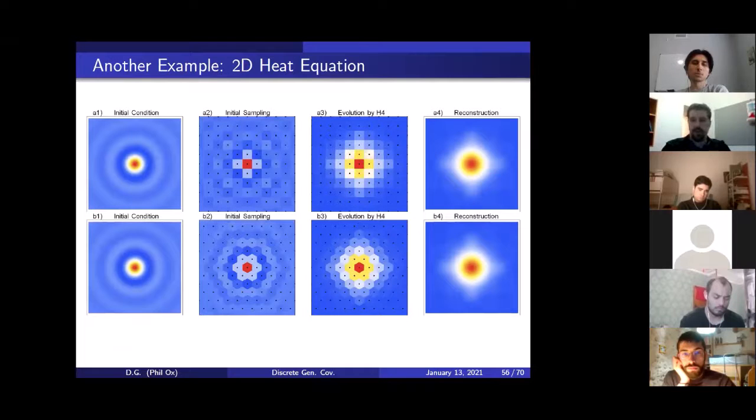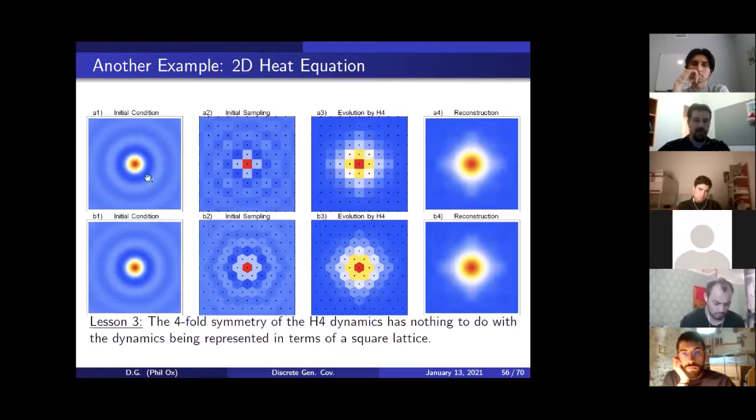Right. And here's another couple comparisons. In this case, we have this initial condition here. We do an initial sampling of it on either a square lattice or a hexagonal lattice. And then we evolve by H4, which is the one that wasn't rotation invariant, and do a reconstruction. And we find the same thing in both cases at the end of the day. So the fact that H4 has a fourfold symmetry to its dynamics has nothing to do with the fact that it was represented on a square lattice. I can represent exactly that same dynamics with exactly its same asymmetries with a hexagonal lattice.